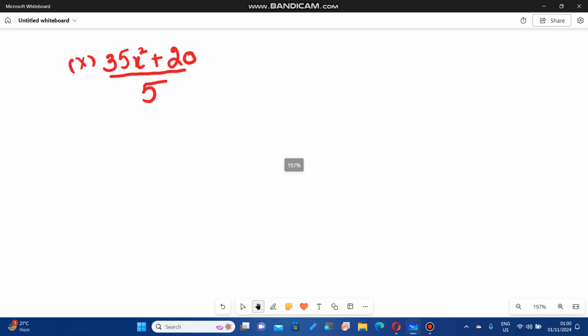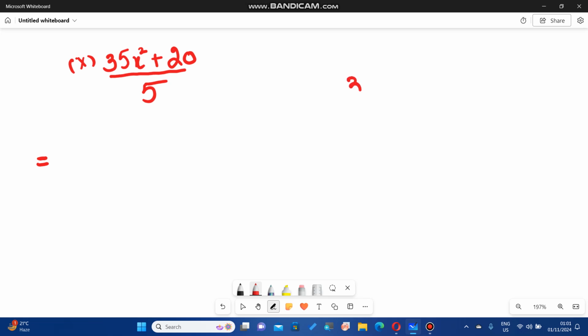Alright, moving on to our next question, we have (3x square plus 20) divided by 5. 3x square plus 20, we cannot add them together. Both are different terms, different kind of terms basically. So what is our option? The only option here is to take something common.